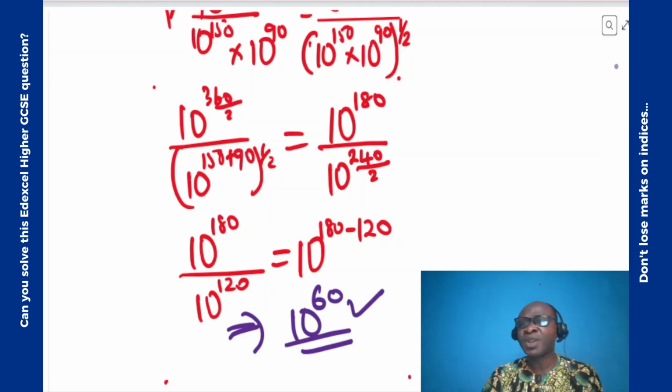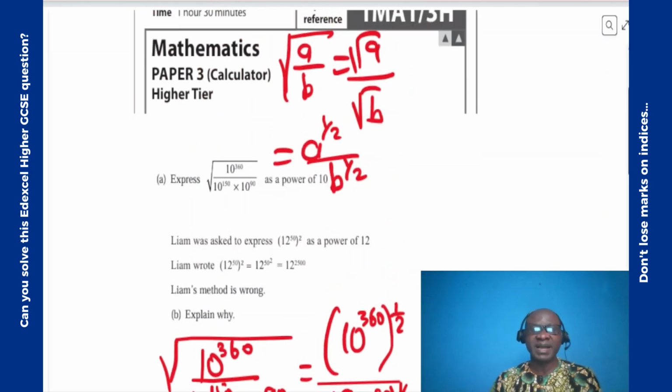All right, it has question B, the B part, and it says Liam was asked to express 12 to the power of 50, all to the power of 2, as a power of 12. Liam wrote 12 to the power of 50 in brackets, then 2, as equal to 12 raised to power 50 and 50 raised to power 2, and everything is now equal to 12 raised to power 2,500. That is, 50 raised to power 2 is 2,500.